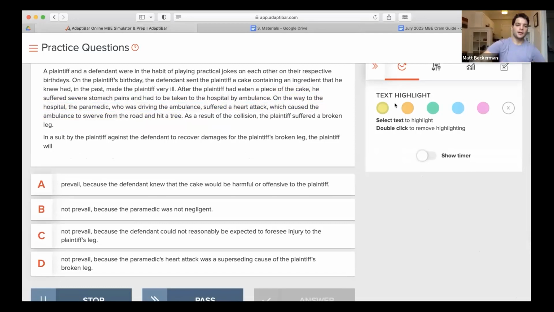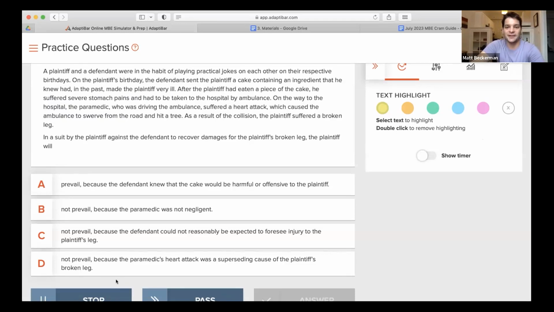Yeah. In a suit by the plaintiff against the defendant to recover damages for the plaintiff's broken leg, the plaintiff will, so this is torts. A plaintiff and a defendant were in the habit of playing practical jokes on each other on their respective birthdays. On the plaintiff's birthday, the defendant sent the plaintiff a cake containing an ingredient he knew in the past had made the plaintiff very ill.